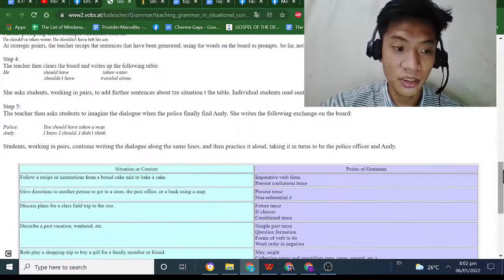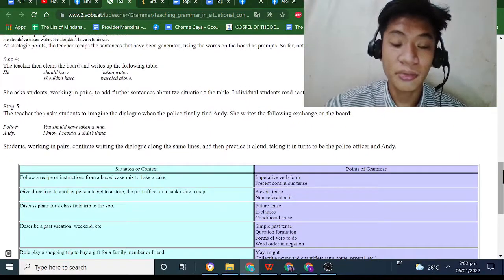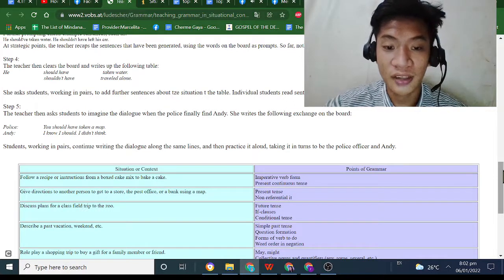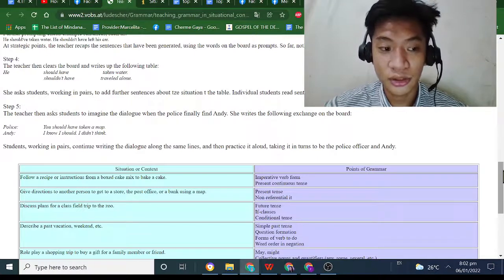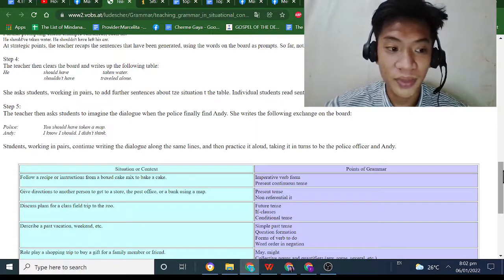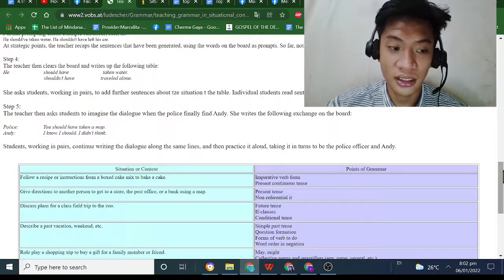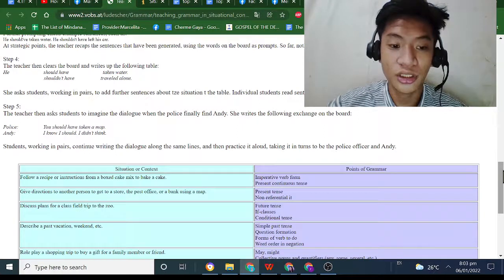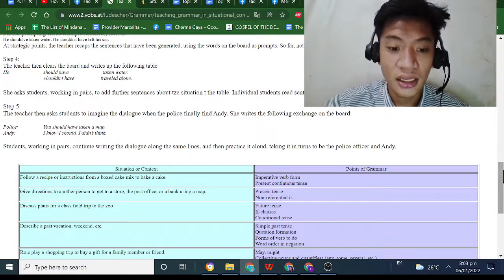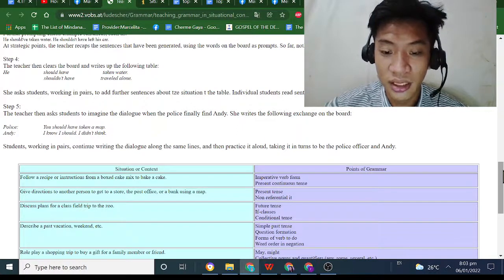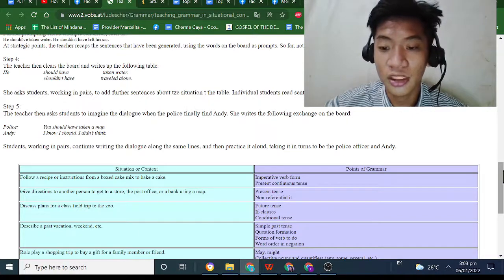So step 5, the teacher then asks students to imagine the dialogue when the police finally find Andy. She writes the following exchange on the board. Police: you should have taken a map. Andy: I know I should. I didn't. I know I should. I didn't think. So students working in pairs continue writing the dialogue along the same lines and then practice it aloud, taking turns to be the police officer and Andy.